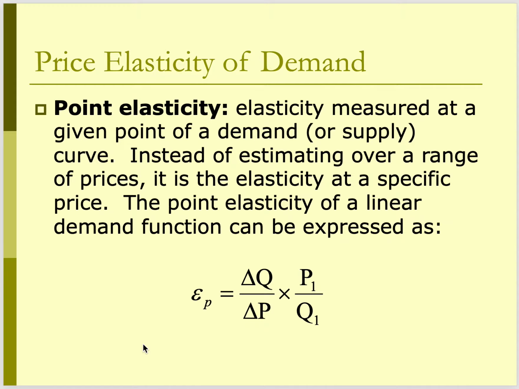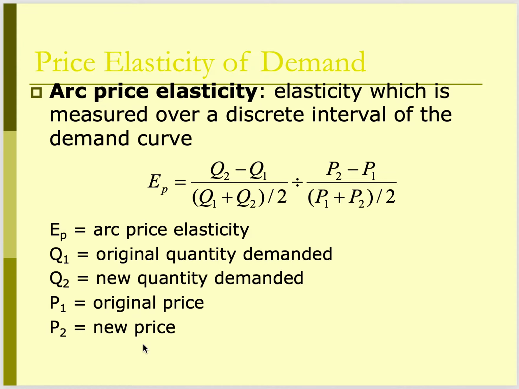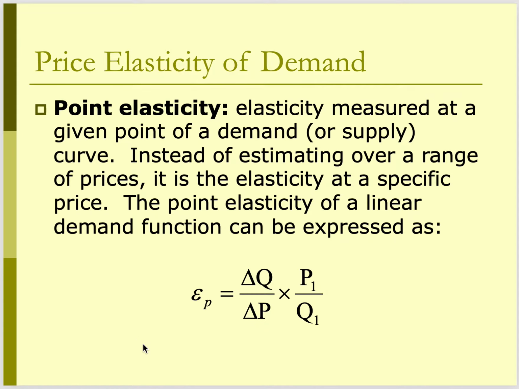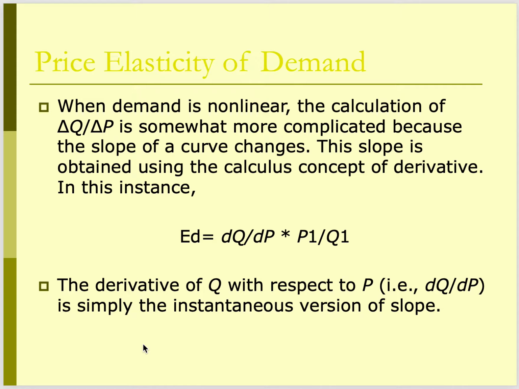I don't know how often we'll use this. We tend to use this in this elementary class, but this is leading itself to calculus. As soon as you have change in quantity divided by change in price, you end up with the ability to use calculus and take the first derivative. Because you let delta P go to 0, and that gives you the elasticity, the point elasticity, which is the derivative of Q with respect to P times P1 over Q1.